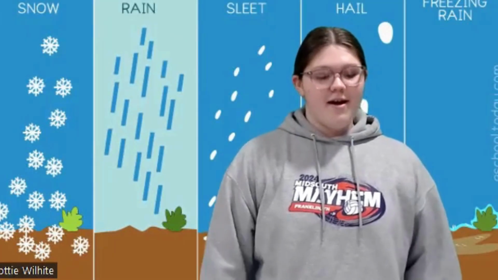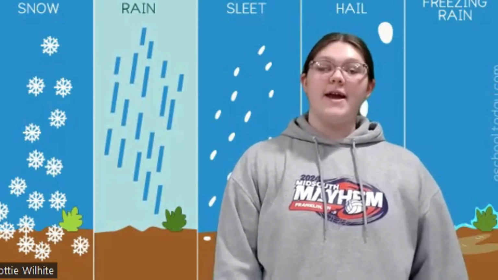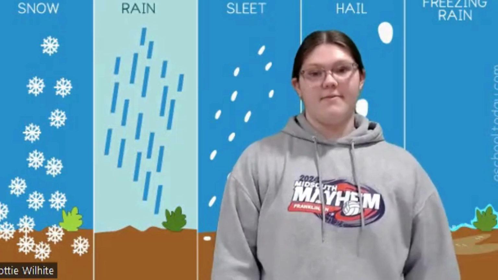Hey, it's Brenna and Aubrey here, and today we're here to talk about precipitation. There are 6 different types of precipitation: rain, snow, hail, sleet, drizzle, and freezing rain. But today we will only be talking about 4 of them: rain, snow, sleet, and hail.